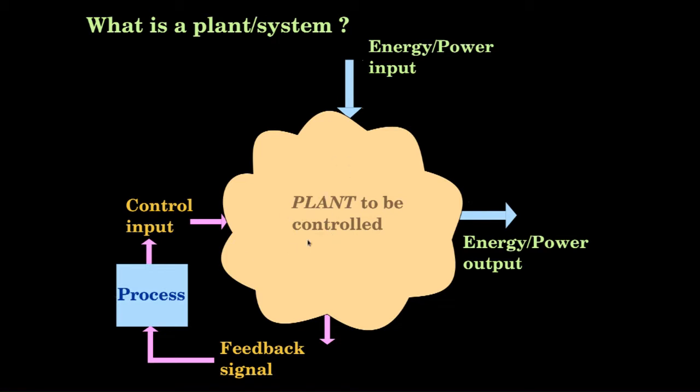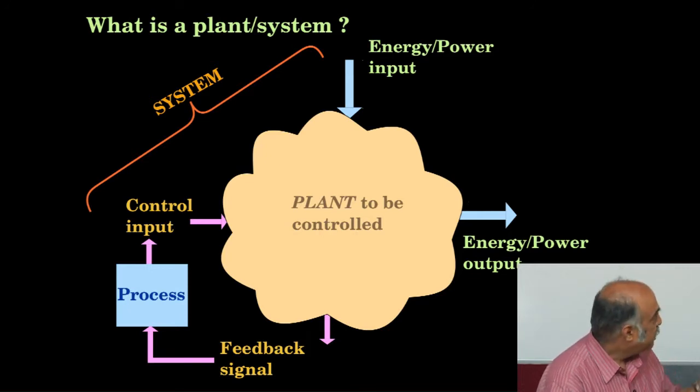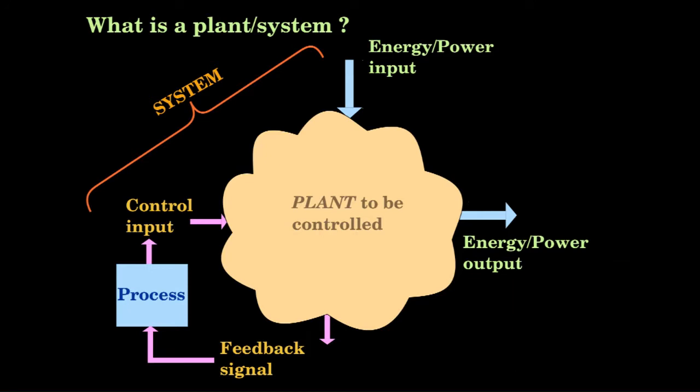So this plant and process together, we will call it the system. So let us say the information or the signal processing part of it, the controller, the sensor, A to D conversion, D to A conversion, all those things together with the continuous domain power plant, a power flow plant or the energy flow plant, will be called a system. Okay. So this is the system.